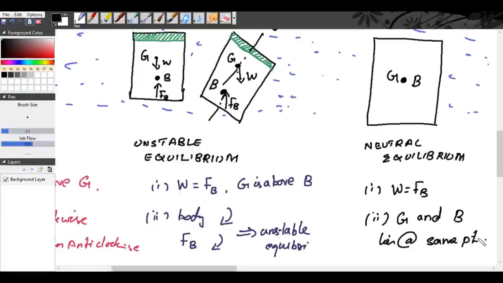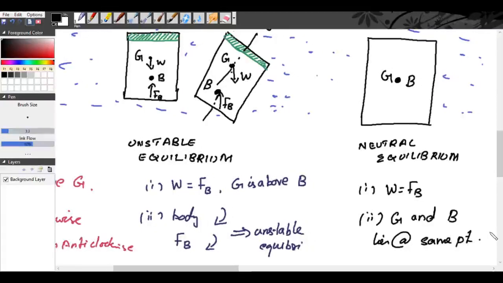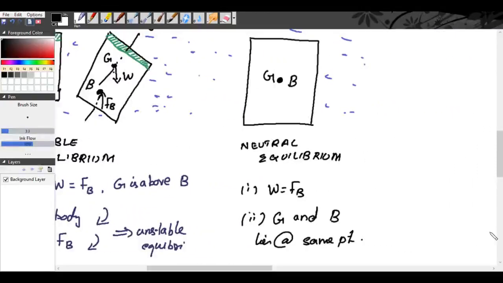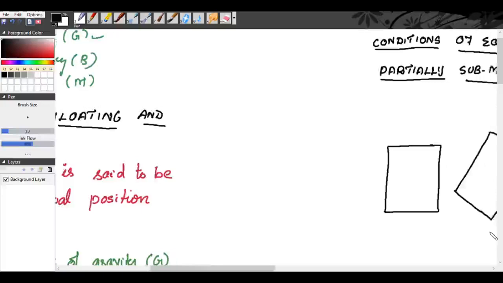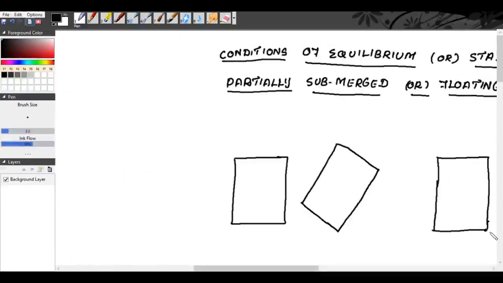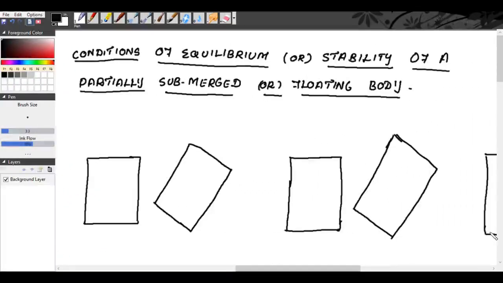Okay. So now we will move on to our second case. So the second case is conditions of equilibrium or stability of a partially submerged floating body. See, what we have seen, the previous case was fully submerged. Now it is partially submerged. This is our case 2. So when it is partially submerged, okay, we will draw the free surface of the water.